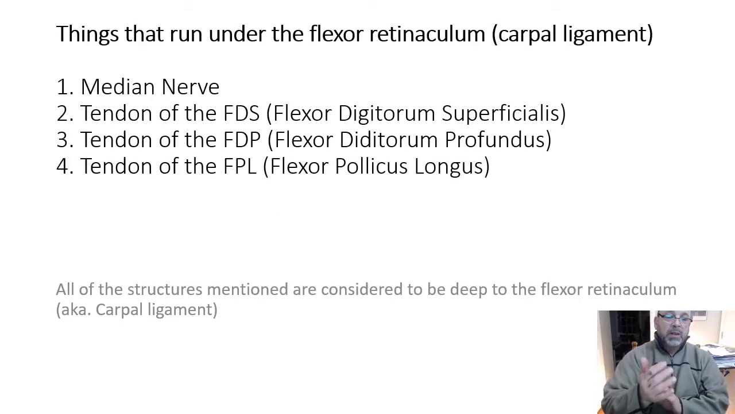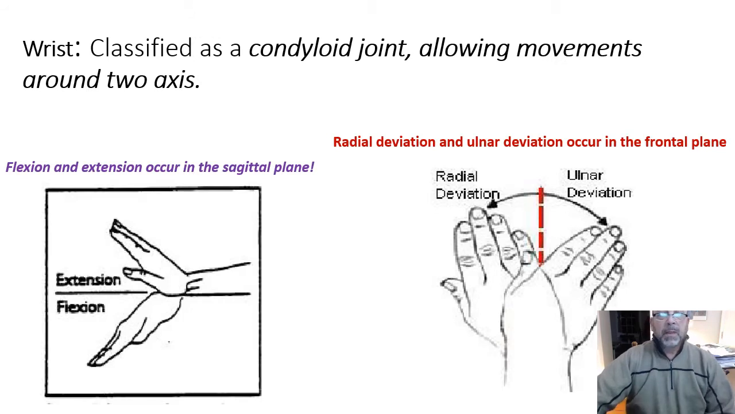And then there are structures that lie deep to the flexor retinaculum or carpal ligament. That would be the median nerve, a big nerve. And then you have the tendons of three muscles here: the flexor digitorum superficialis and the flexor digitorum profundus. The tendon of the flexor pollicis longus is also passing through there. So those are deep to the flexor retinaculum. The wrist is classified as a condyloid joint allowing movements around two axes. You have flexion and extension occurring on the sagittal plane, and then radial and ulnar deviation occurring on the frontal plane.